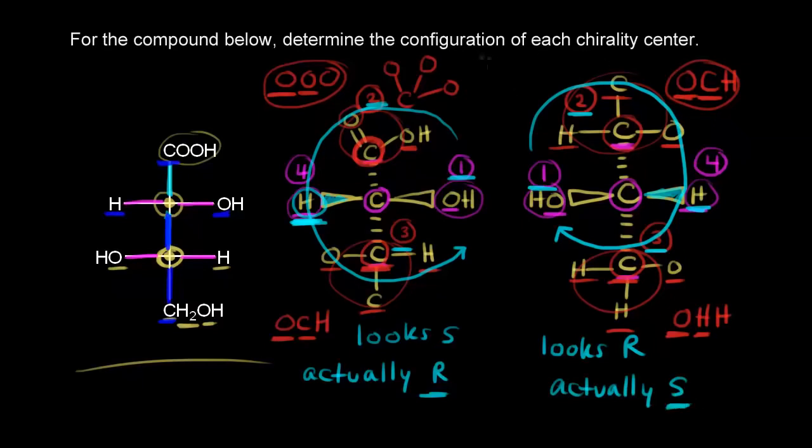All right, so we've done it. We've determined the configuration of each chirality center. So this chiral center, let me use a different color. Let me use a red over here. So this chiral center, we said that one was R. So it's R at this carbon. And then at this carbon down here, it is S.